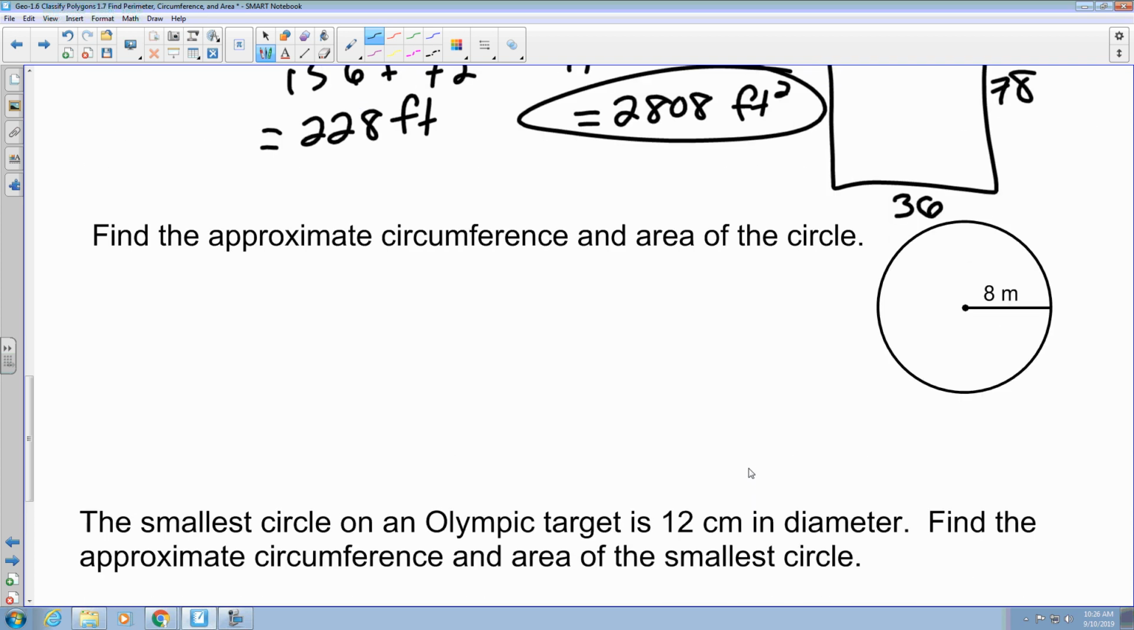All right, so here it says find an approximate circumference and area of the circle. There are two different ways that you can answer a problem dealing with circumference and area. The reason why there are two different answers is you can have an approximation or you can have an exact answer. Anytime they ask you to approximate, that means they want you to use the number 3.14 to represent pi. If they want the exact answer, they want pi in the answer.